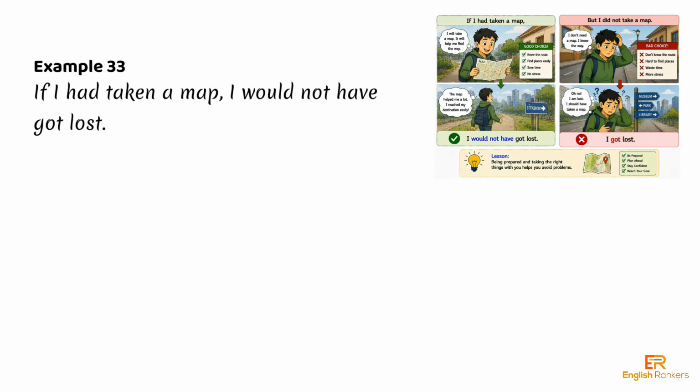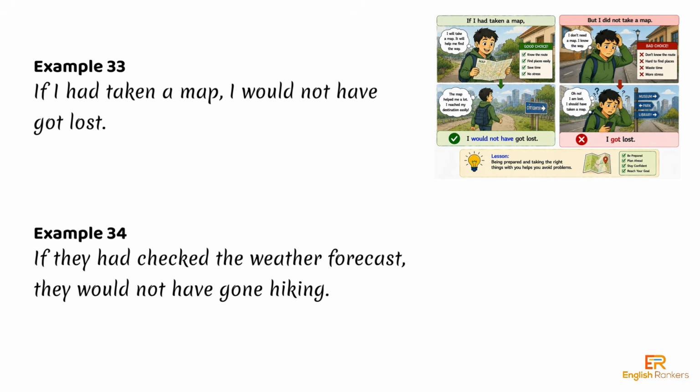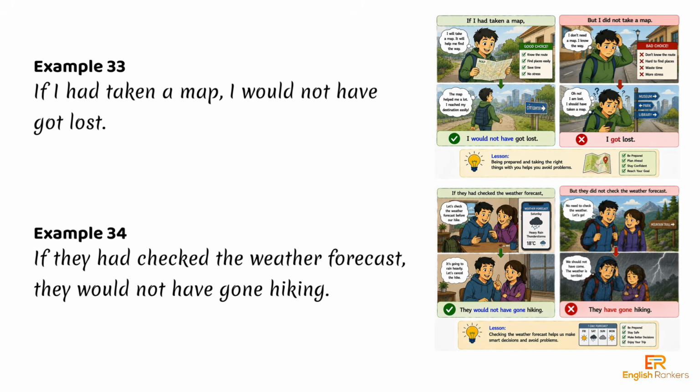Example 33. If I had taken a map, I would not have got lost. I did not take a map, so I got lost. Example 34. If they had checked the weather forecast, they would not have gone hiking. They did not check the forecast, so they went hiking in bad weather.